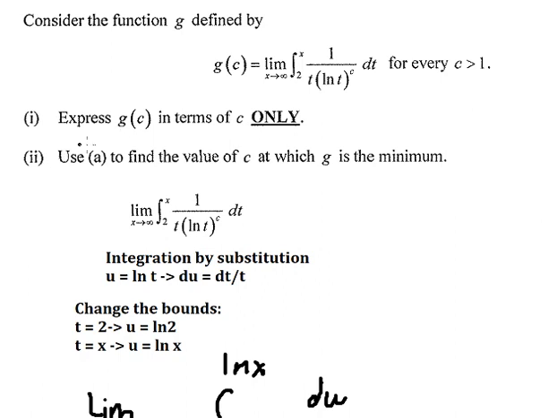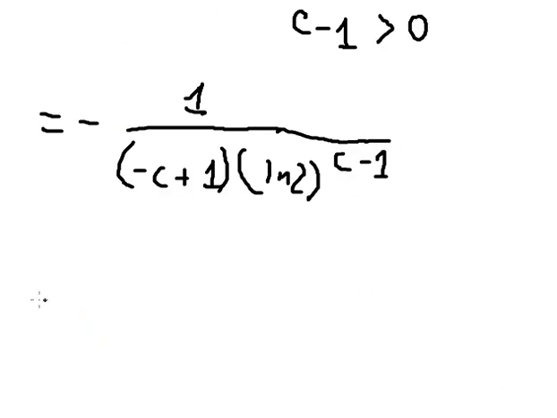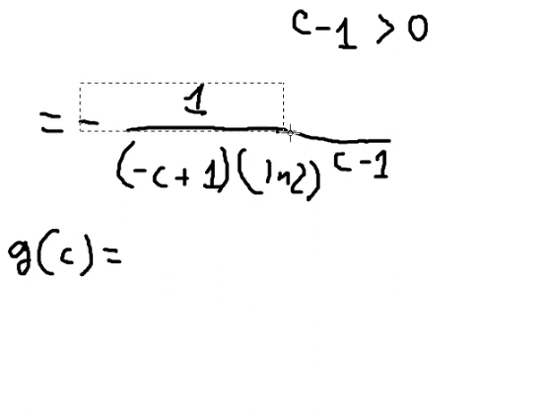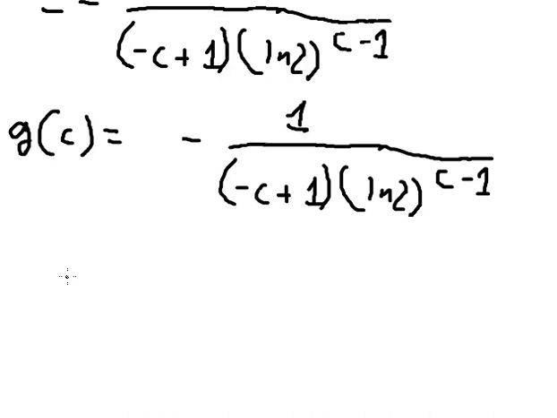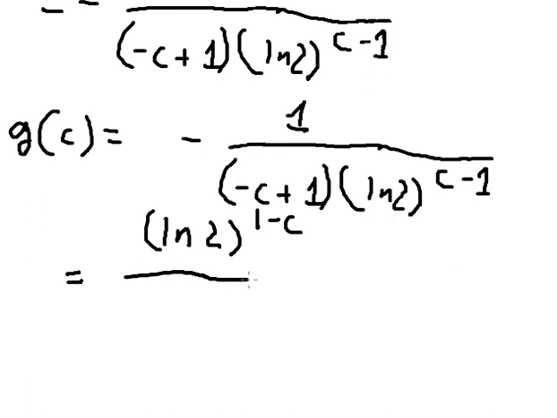Question B. So we need to use the value of A to find the minimum value of G. So that should be like this. Now the negative will change the sign of this one, and this one will go in here. So we have f(2) to the power of 1 minus c, over c minus 1.